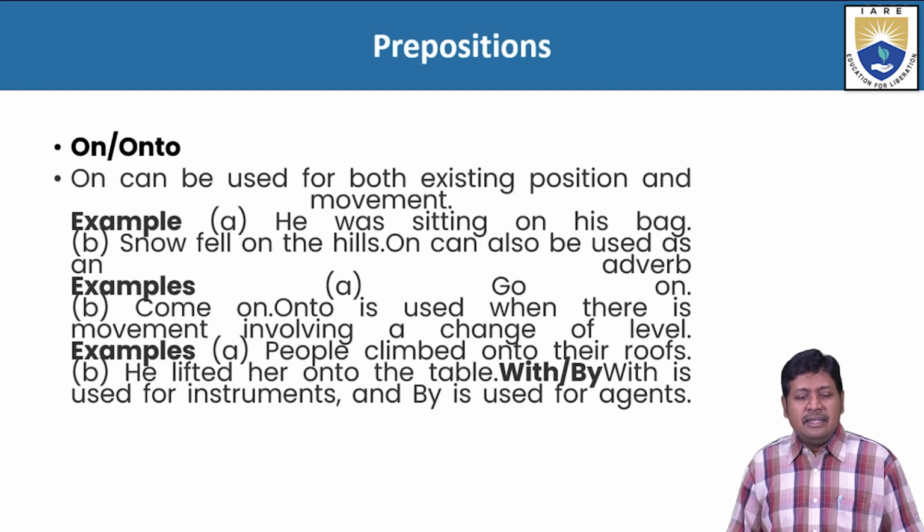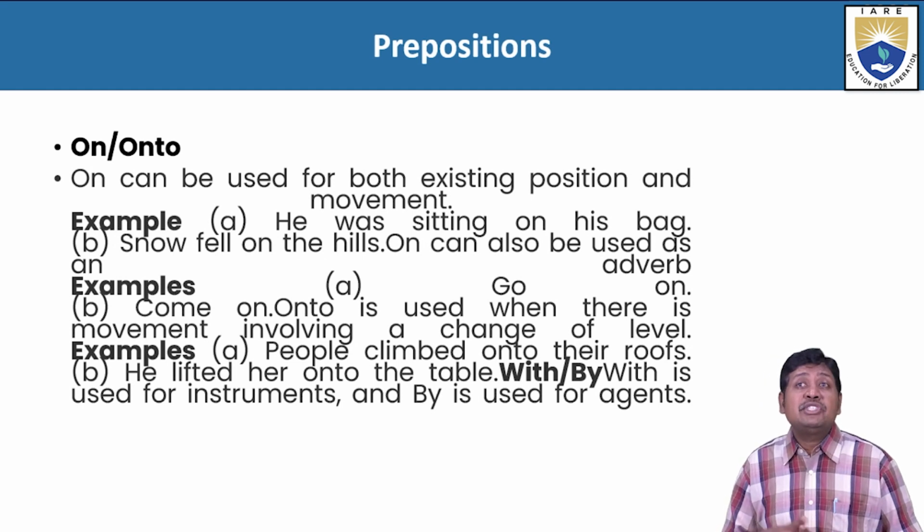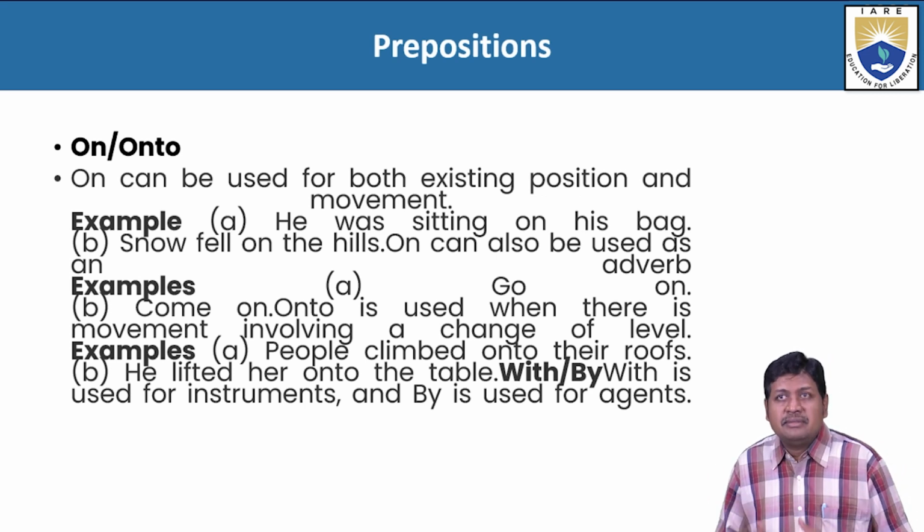Alright. Now, on can be used for both existing position and movement. He was sitting on his bag. Snow fell on the hills. On can also be used as an adverb. Example, go on, come on. Onto is used when there is movement involving a change of level. People climbed onto their roofs. He lifted her onto the table.